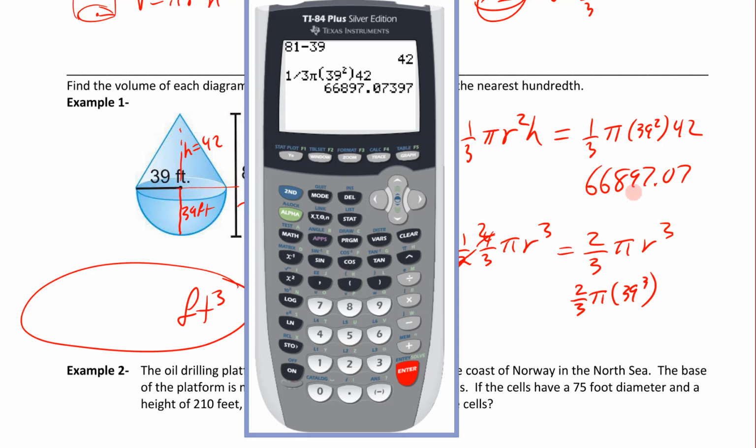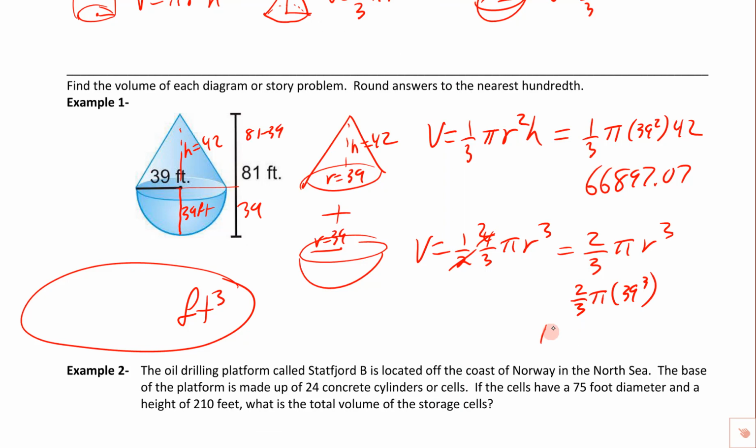We've got that one. And then the other one, we're going to type in 2/3, and then we'll do the pi, and then we're going to do 39 cubed. So 39, raise that to the third power. Didn't use any parentheses on this one, but that's okay. So we get 124,237.42. So this is going to be 124,237.42. Let me bring this up again.